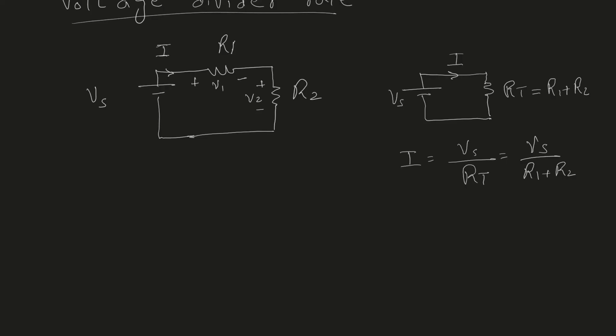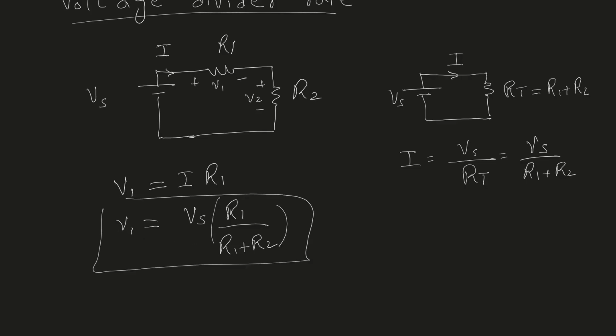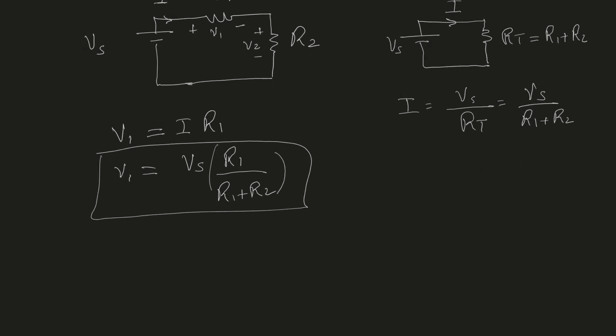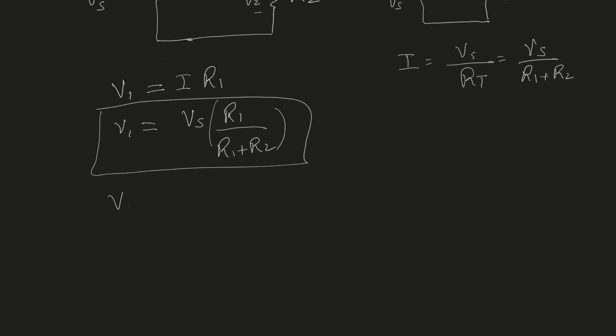Once we have the current in the circuit, now let's go back to the original circuit, which is shown here. And now if I want to find the voltage drop across resistor R1, that should be equal to the current I times the resistance R1. So therefore, V1 should be equal to I, which is Vs divided by R1 plus R2, multiplied by R1. Now this equation is called the VDR, the voltage divider rule. Similarly, we can find V2 should be equal to Vs times R2 divided by R1 plus R2.